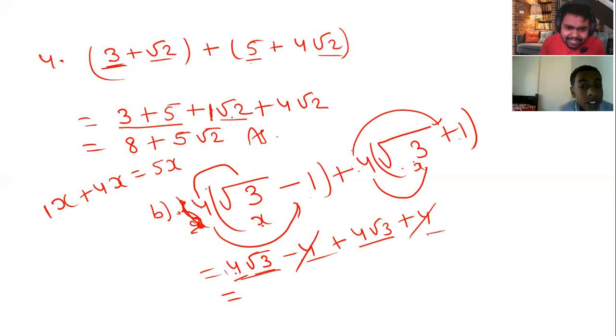So think that this is like 4x. This is also like 4x. 4x plus 4x will give you 8x, right? But instead of x, you just have to write root 3. This is the trick. You just think in your mind while solving, these are acting like x, like algebra. So it would be very easy for you to solve these questions. So 8 root 3 would be your answer.